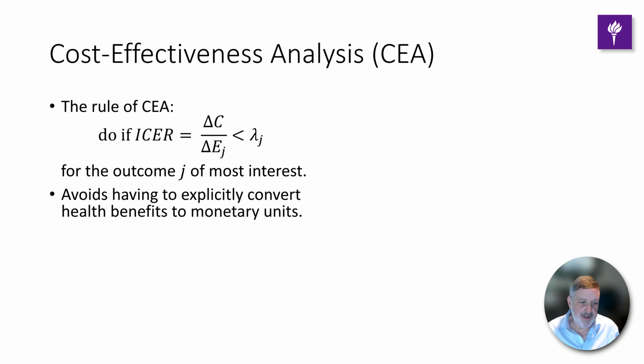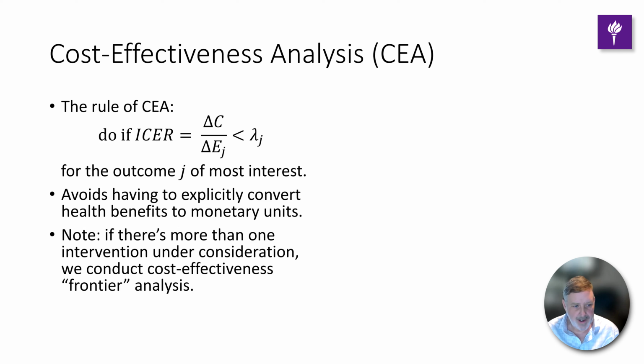This avoids having to explicitly convert health benefits to monetary units. So we don't take delta EJ and multiply it by lambda J. We take this ratio and compare it to lambda J. Now that may sound like it's very similar, and it's not escaping the hard truth. And in fact, that's generally the case.